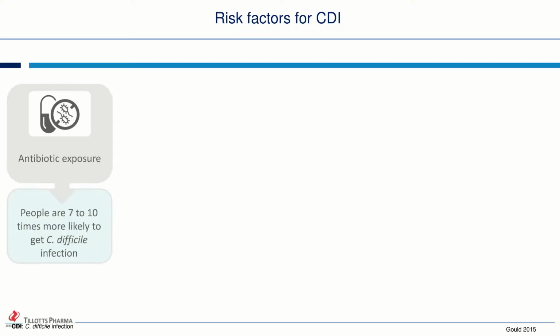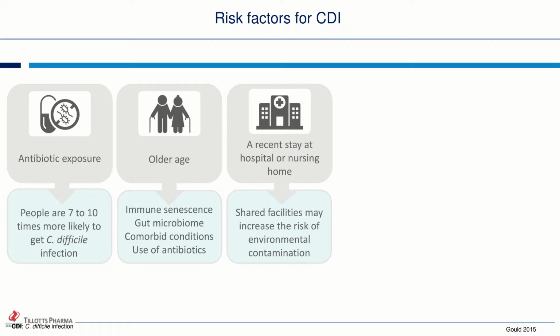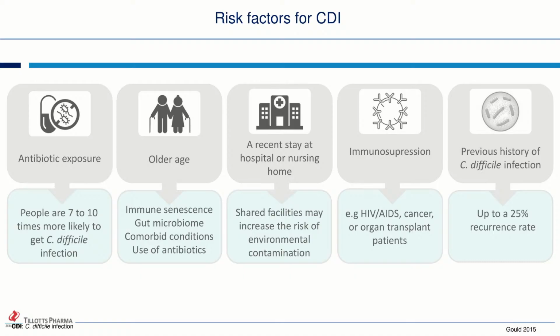So we know that there are many risk factors for C. diff infection, the main one being exposure to antimicrobials, and people who receive antimicrobials are between 7 and 10 times more likely to get C. diff infection than those who are not exposed. Older age, as we've described already, is probably due to a number of factors, including relative immunosuppression, natural changes in the gut microbiome leading to lower diversity, comorbid conditions, and increased use of antimicrobials. Recent stays in hospital or nursing homes also increase the risk of environmental contamination and risk of C. diff infection. Immunosuppression in itself is a risk factor, and so is a previous history of C. diff infection. C. diff has a recurrence rate of around 20 to 25% in some patients.